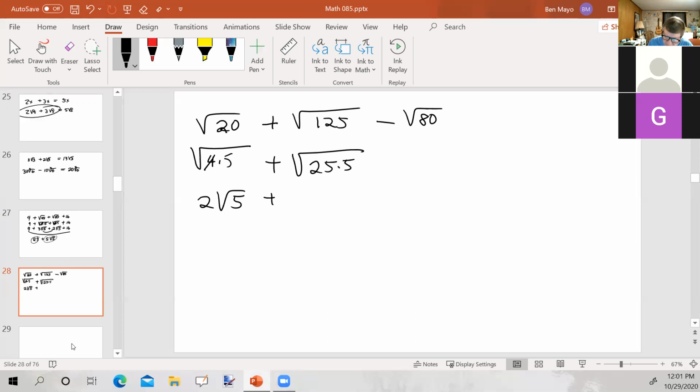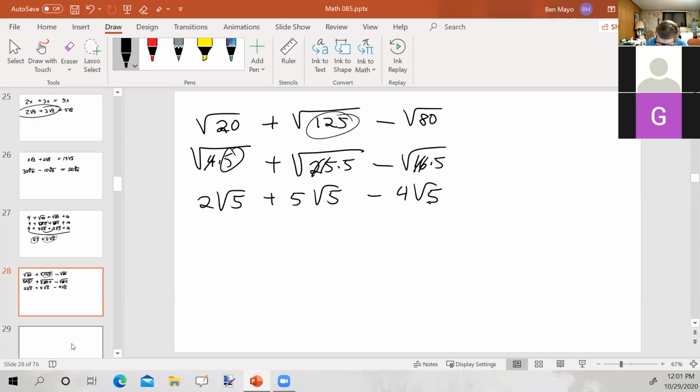25 times 5, which would be 5 square roots of 5. And 16 times 5, which is 4 square roots of 5. Now, I kind of had a clue from this first one. It's like, oh, maybe they're all going to have the square root of 5 left inside. That isn't always true, but that's what I was looking for, thinking, okay, how could I break that down into a square and a 5? Oh, yeah, I can do that. Nice. So now I get what? 7 minus 4 is 3 square roots of 5.